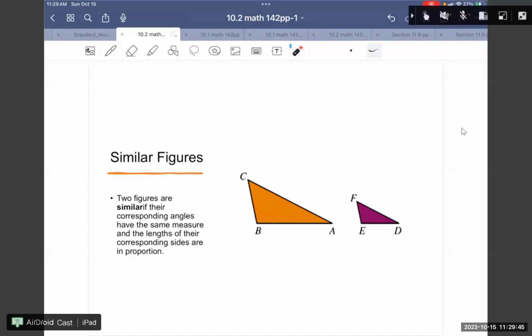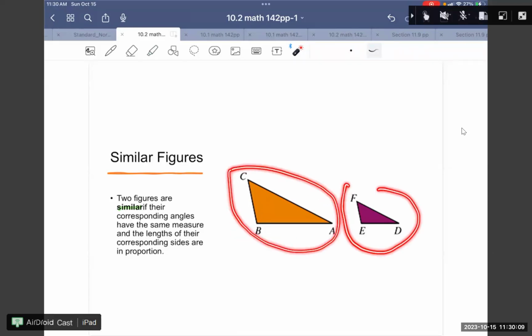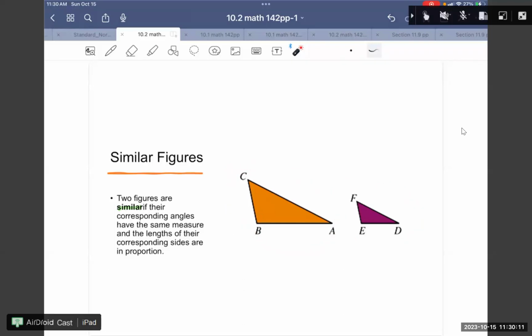Now the similar triangles. Two figures are similar if their corresponding angles are equal. Look at this triangle right here, FED, and CBA. This one is similar because it looks like a zoomed-out version of the big one, so we can call it corresponding size.